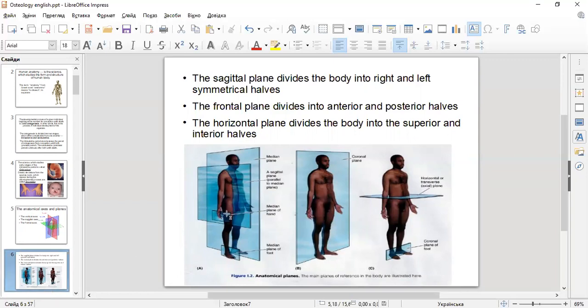The sagittal plane divides the body into right and left symmetrical halves. The frontal plane divides it into anterior and posterior halves. And the horizontal plane divides the body into superior and inferior halves.